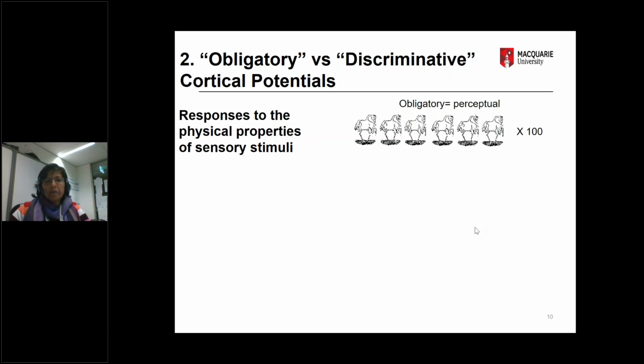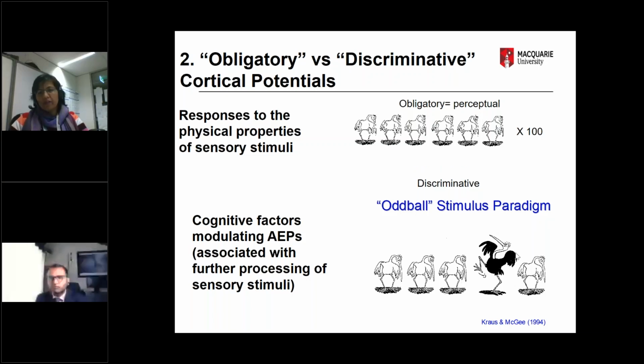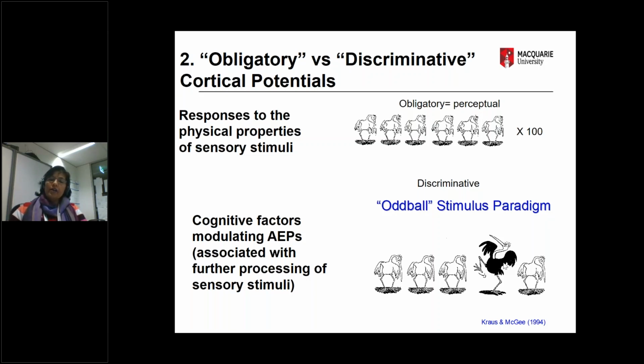A discriminative potential, on the other hand, demands an oddball stimulus paradigm. Same as before, all of those storks, but one of them decided to wear a tuxedo and decided to dance. Now, in response to that change, you would have another response, an additional response, and that's the one we are interested in. Starr called this particular response, he said it was a cognitive factor that might be modulating the auditory evoked potentials, which implies that there is further processing of sensory stimuli. So what kind of response do we get?